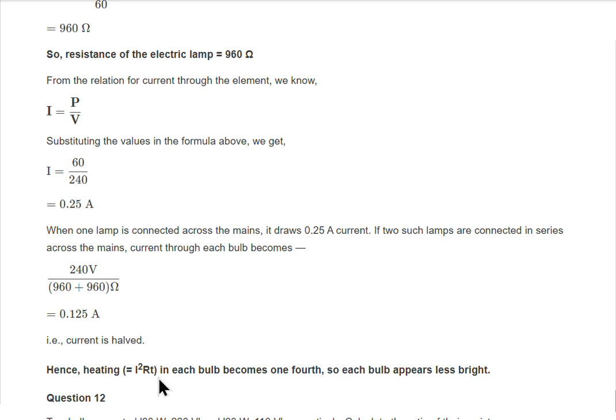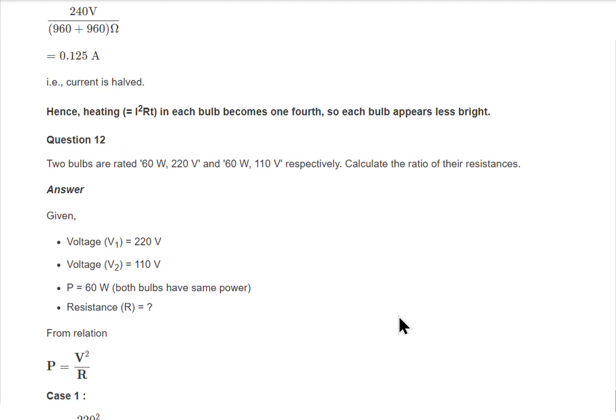So the total resistance will be less, and according to that the current passing through the circuit will be more. So automatically the bulb will glow less bright. Okay. Now question number 12.